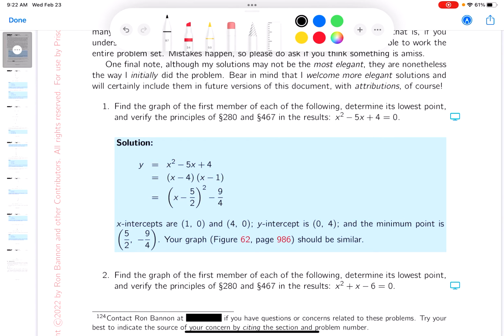Okay, so we need a graph first. So let's get the graph. It's y equals x squared minus 5x plus 4. My recommendation, if it's factorable, is to factor it. And it looks pretty simple. That's x and x. And then what do you get over there? 4 and 1.